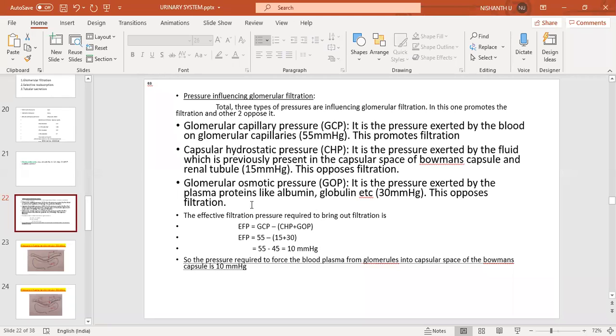Understand carefully. The plasma proteins will slow down the glomerular filtration, that means it will decrease the filtration. When the protein content in your blood is very high, this value will change. For example, if a lot of protein is present in your blood, automatically instead of 30 mmHg, this value will get altered. Similarly, glomerular capillary pressure, I told you 55 mmHg, is the pressure exerted by the blood on glomerular capillaries. Consider a person suffering from high blood pressure, then definitely this value will not be 55 mmHg.